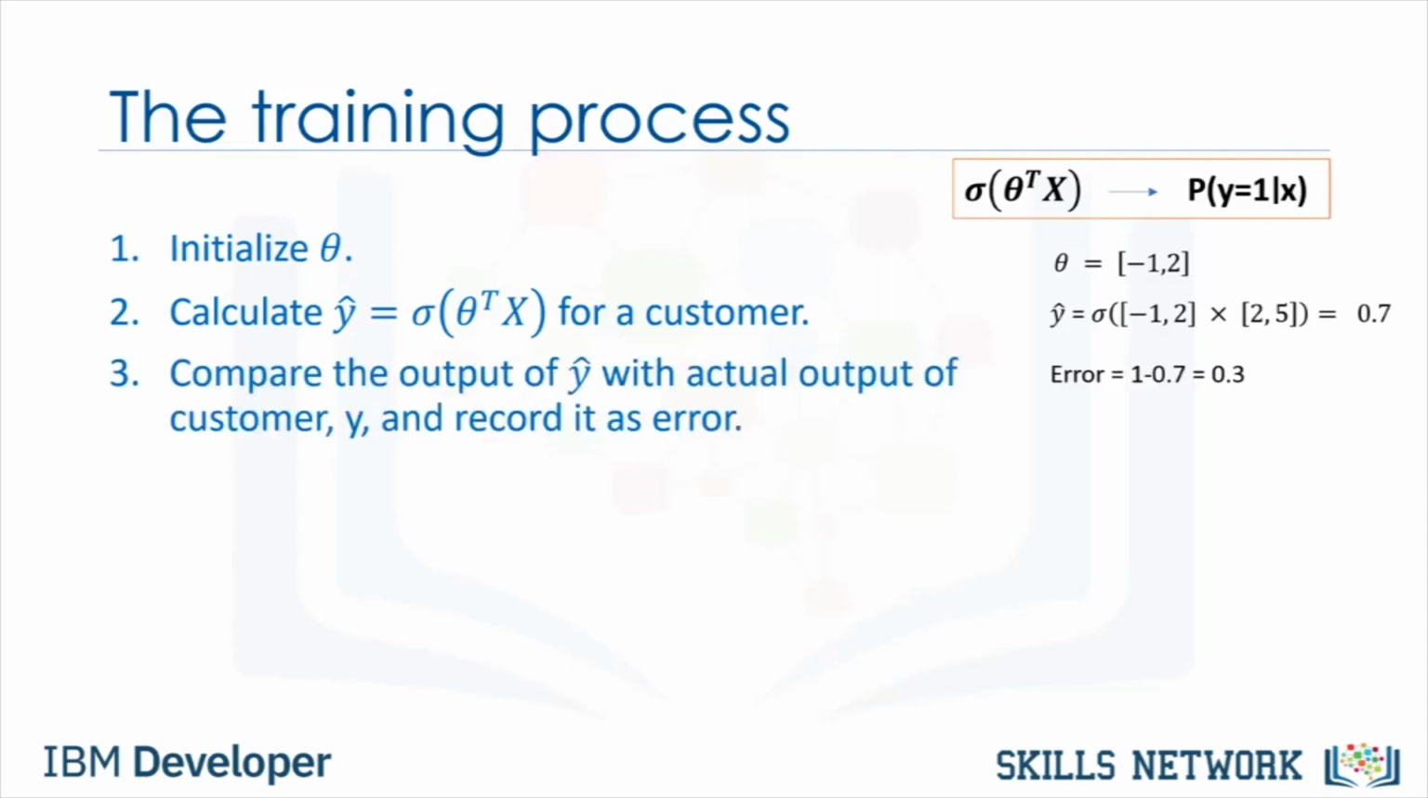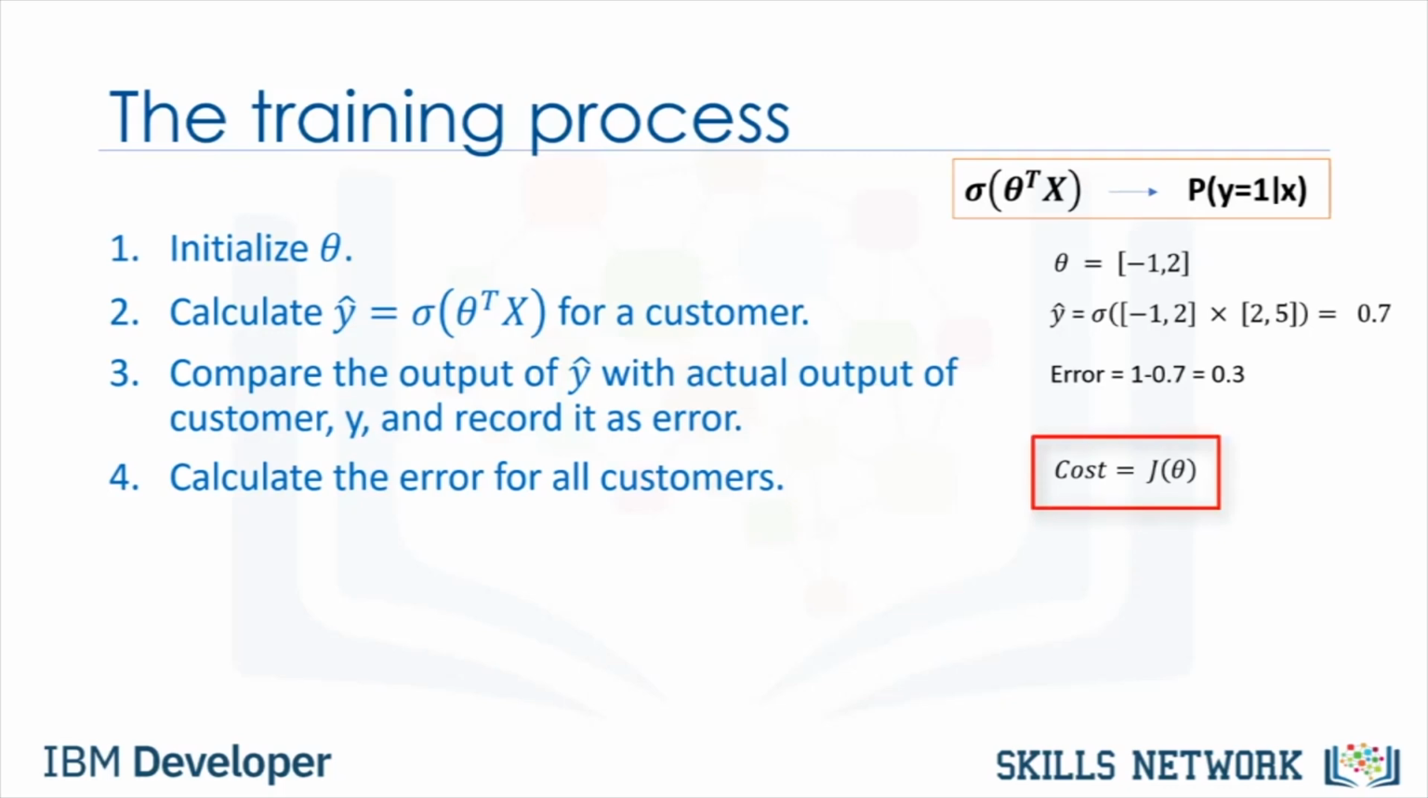Step 3. Compare the output of our model, y hat, which could be a value of, let's say, 0.7, with the actual label of the customer, which is, for example, 1 for churn. Then record the difference as our model's error for this customer, which would be 1 minus 0.7, which of course equals 0.3. This is the error for only one customer out of all the customers in the training set. Step 4. Calculate the error for all customers, as we did in the previous steps, and add up these errors.